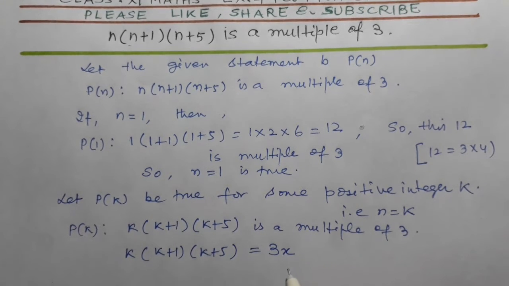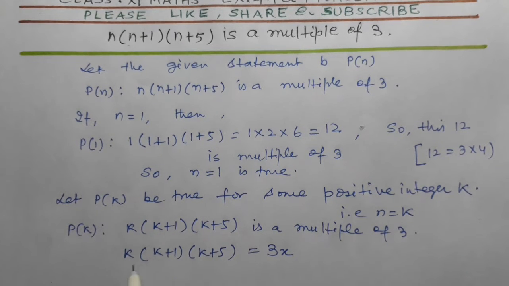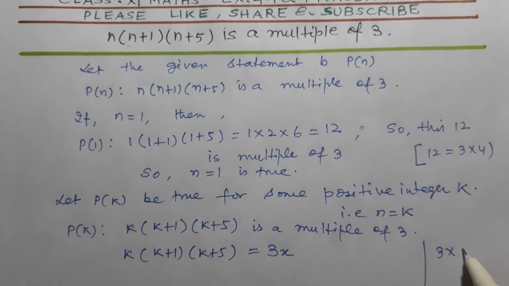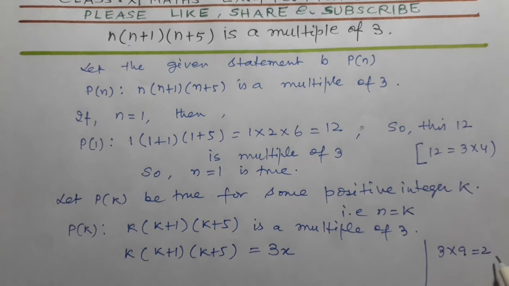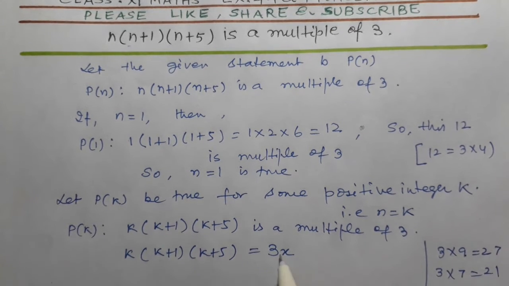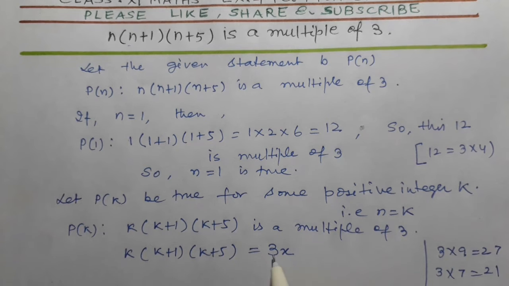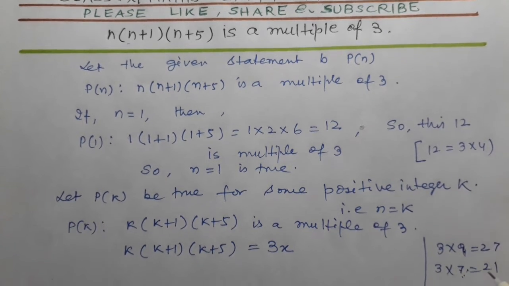into x. Why have we written 3 into x? I don't know the value of this. Whatever the value, that will be a multiple of 3. This may be 3 into 9, 27, so x is equal to 9 at that place. If it is 3 into 7, it will be 21. Whatever the value may be, we do not know. So this 3 will remain, but x will be a variable, 9, 7, any number. So by 3x, this variable, we shall represent the multiples of 3, right?